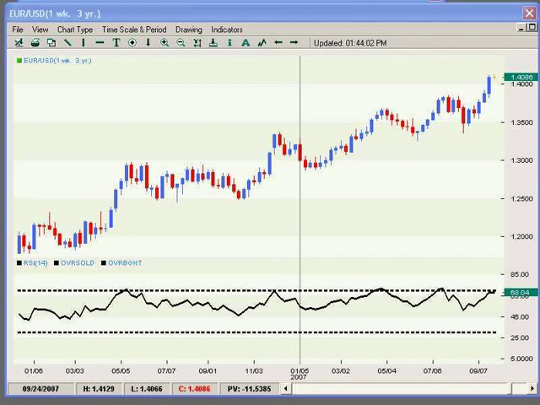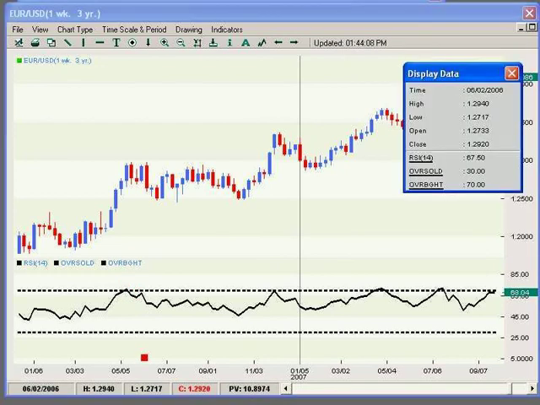Most novice traders will simply want to sell anytime the RSI reaches a reading of 70 or above, or try to buy anytime the RSI reaches a reading of 30 or below. That can be a huge mistake because remember, something can stay overbought or oversold for quite a long time, and you really don't know exactly where a top or a bottom is.